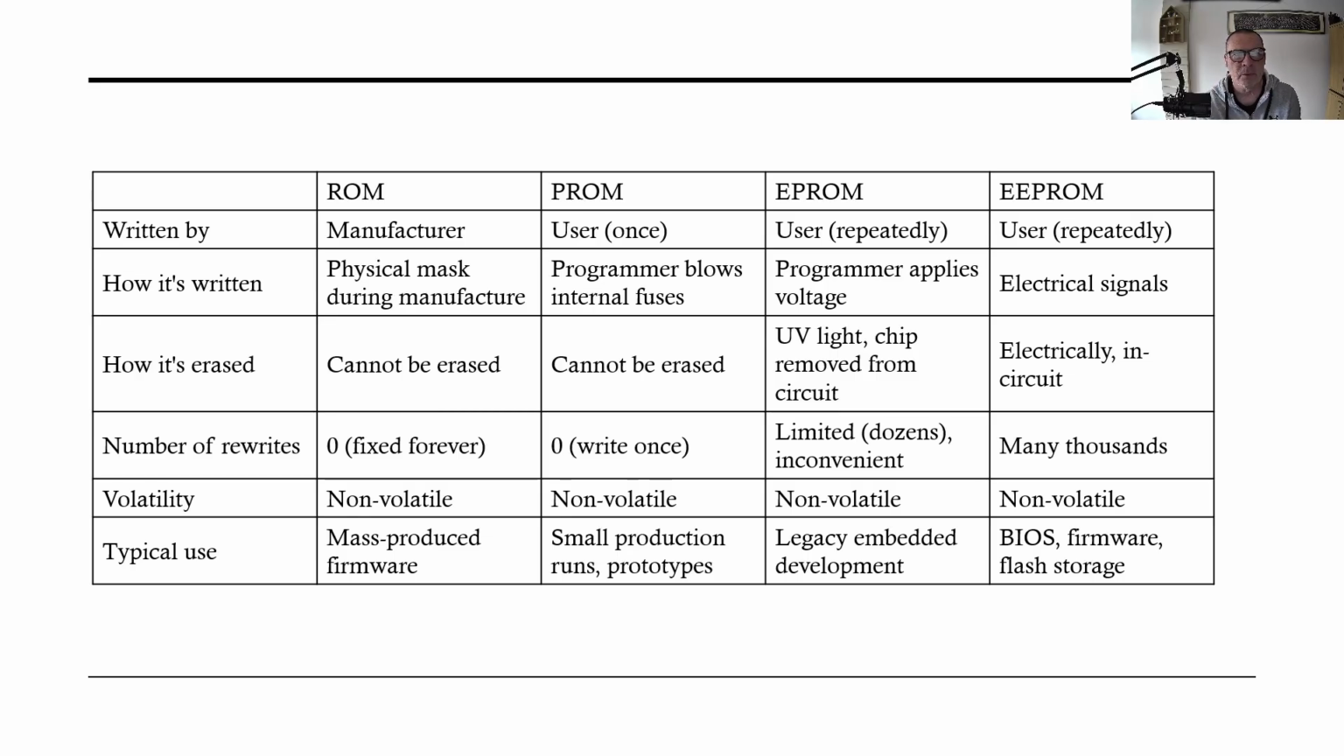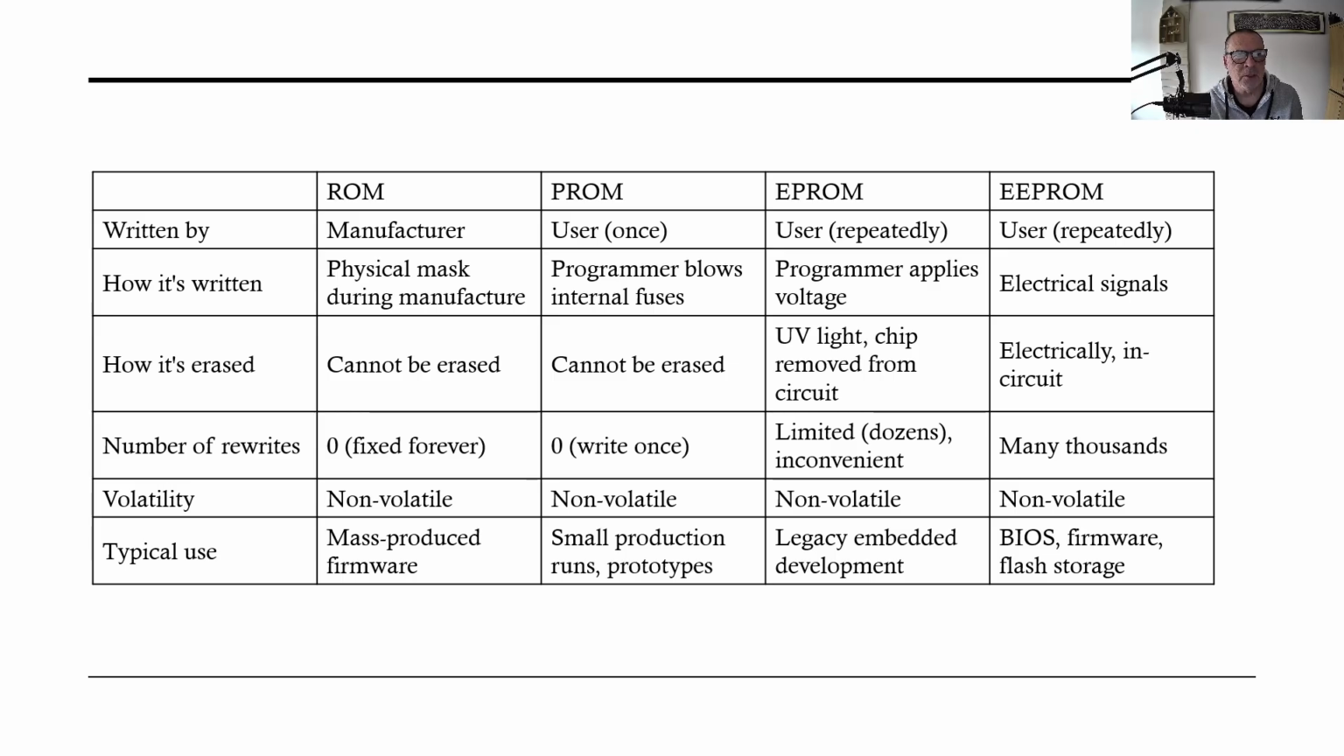So to recap on differences between ROM, PROM, EPROM, and EEPROM. So ROM is written by the manufacturer, so it's made and set, that's it. It's written using a physical mask. You can't erase it. You can never rewrite it. It's non-volatile. They're all non-volatile anyway. And typical use would be for something that's mass produced and will never change, so it's set.